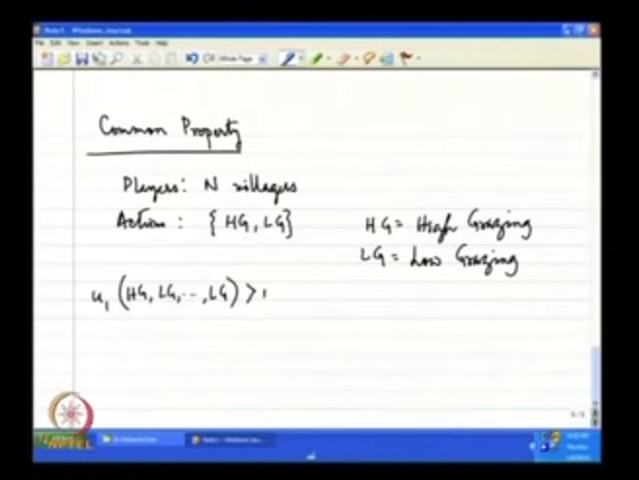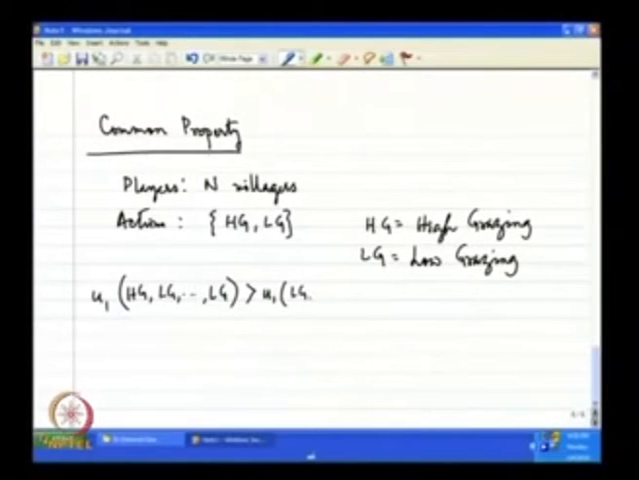What is the second best? Well, the second best is the case that all of the villagers are grazing their sheep by a low amount. So, Lg by all is the second best. What is the third best? From the point of view of the first villager, among the 4 that we are comparing, the third best is that all of them are making their sheep graze by a high amount.